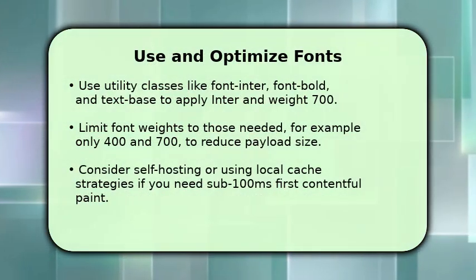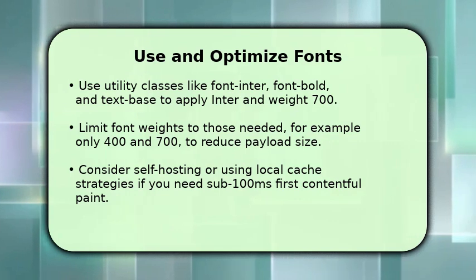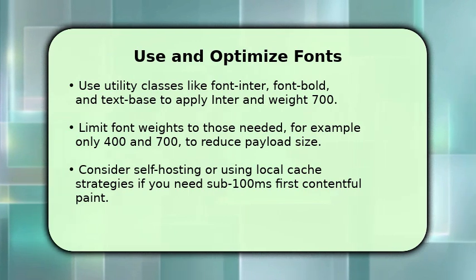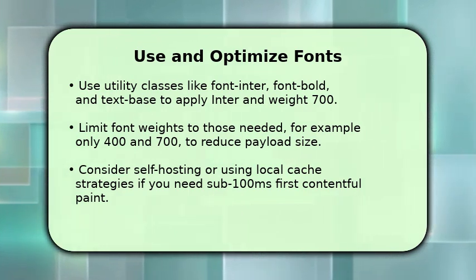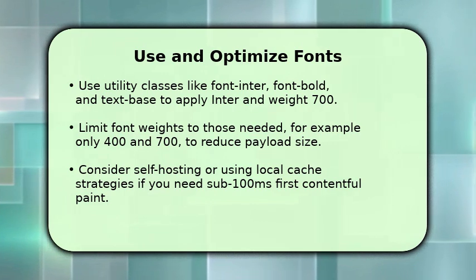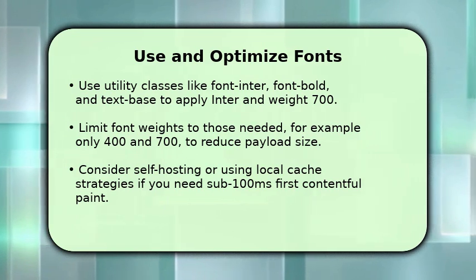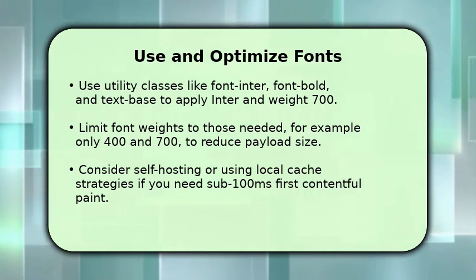Apply font classes in your templates using font-inter alongside Tailwind text and weight utilities. Use font-bold when you need the 700 weight and font-normal for 400, so you load only required variants. Reduce network cost by requesting just 2 weights, for example 400 and 700, instead of many.